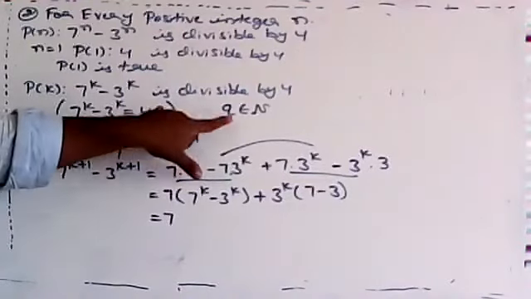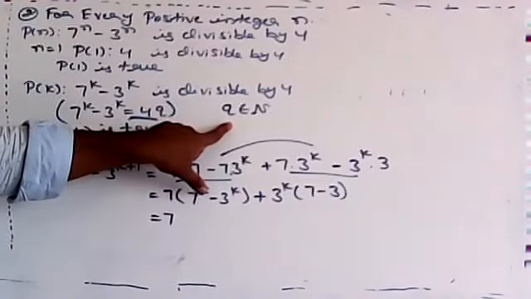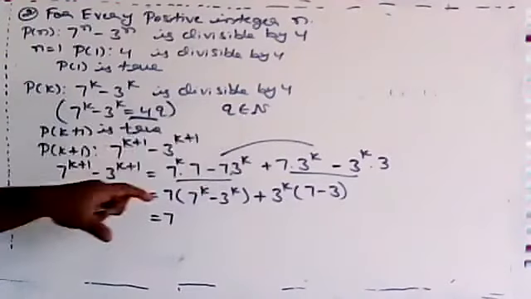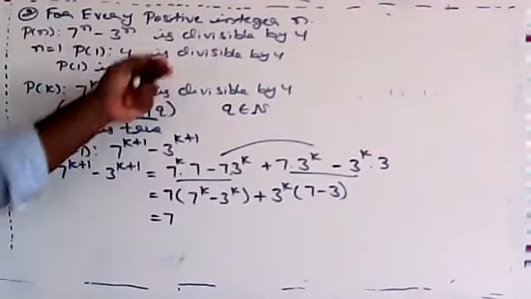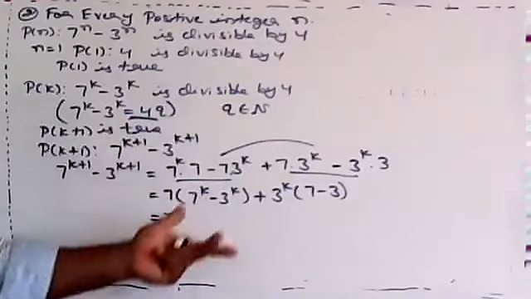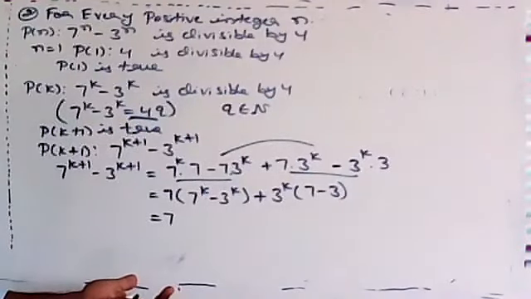Q belongs to N. Yeah, 4q means it is also divisible by 4, so q you have to take as a natural number. You can multiply it with any number. It is divisible by 4, it means. Clear?